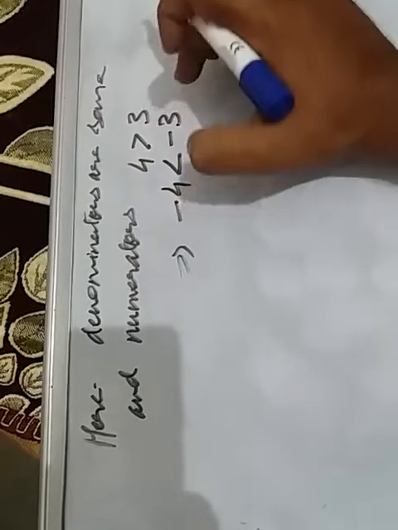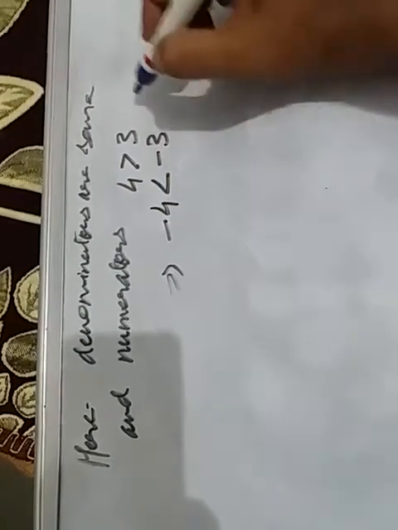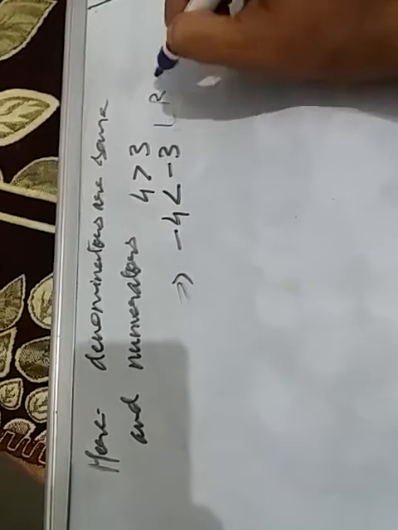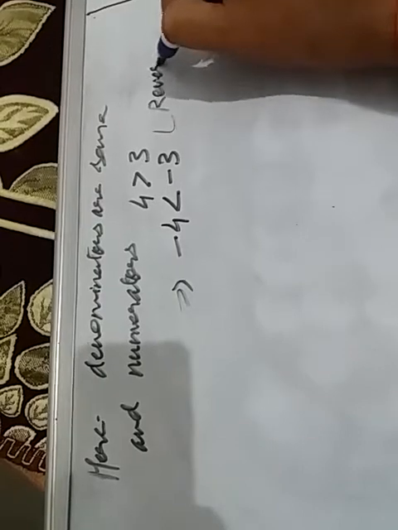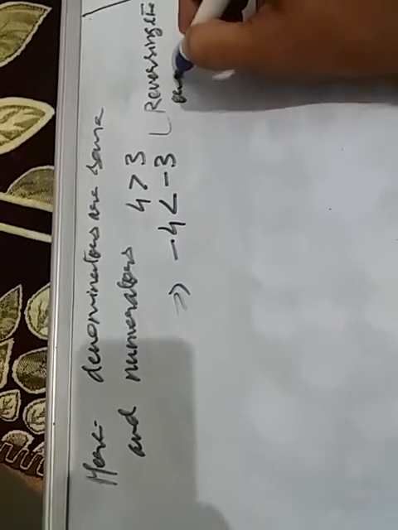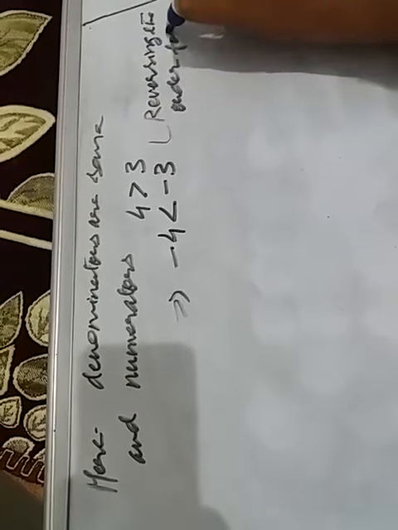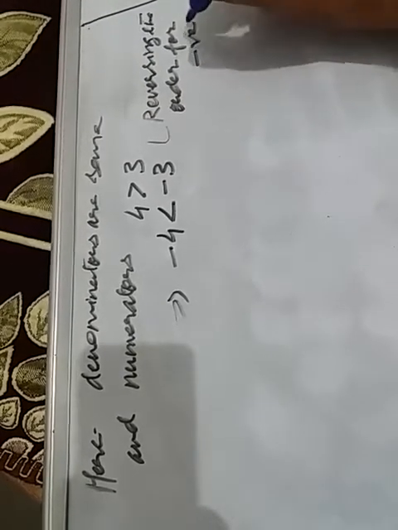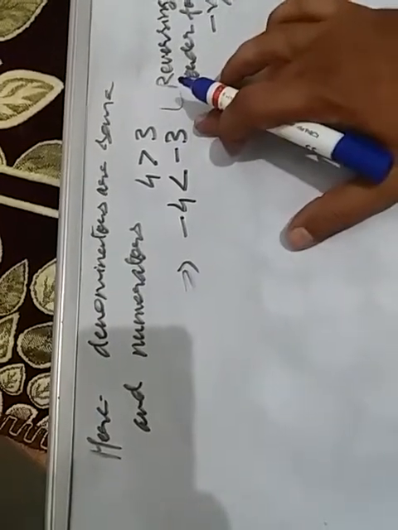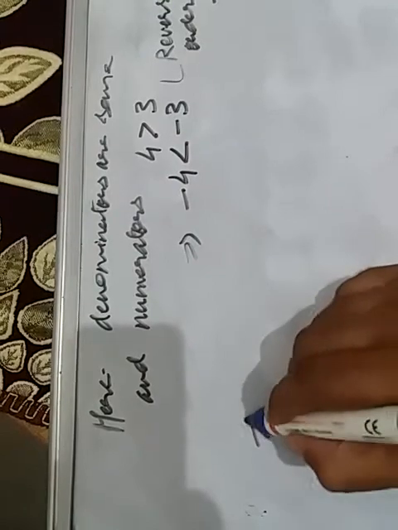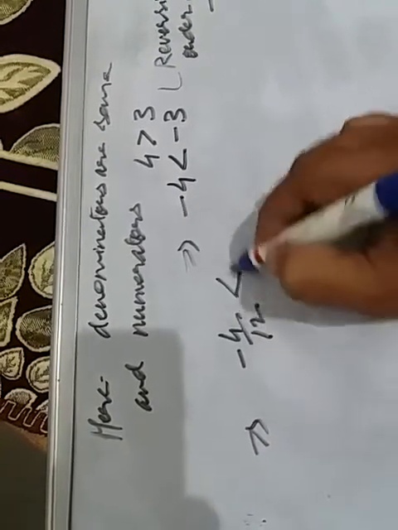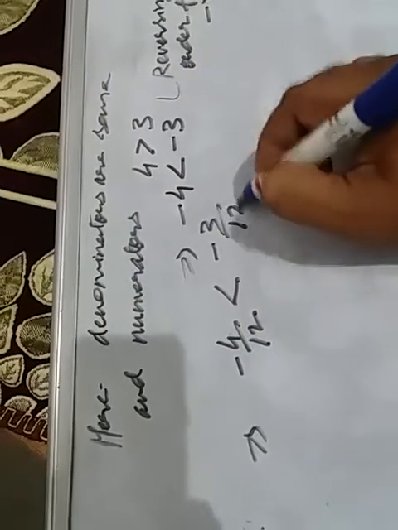So when we put this one minus sign, then the order is reversed, clear children? The order is reversed for the negative sign. So minus 4 is less than minus 3. It means that this implies that minus 4 upon 12 is less than minus 3 upon 12.